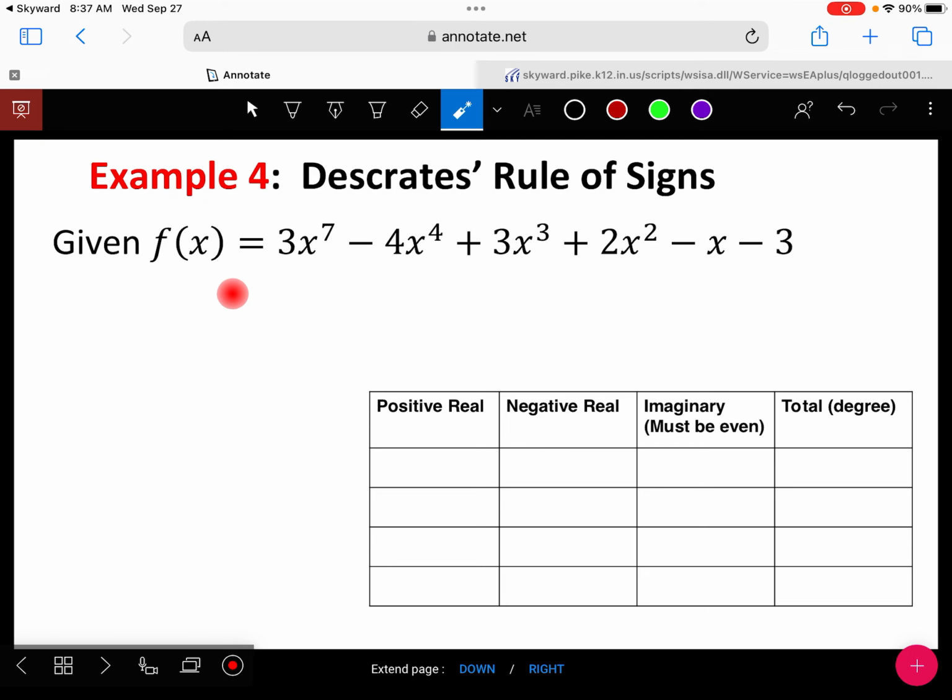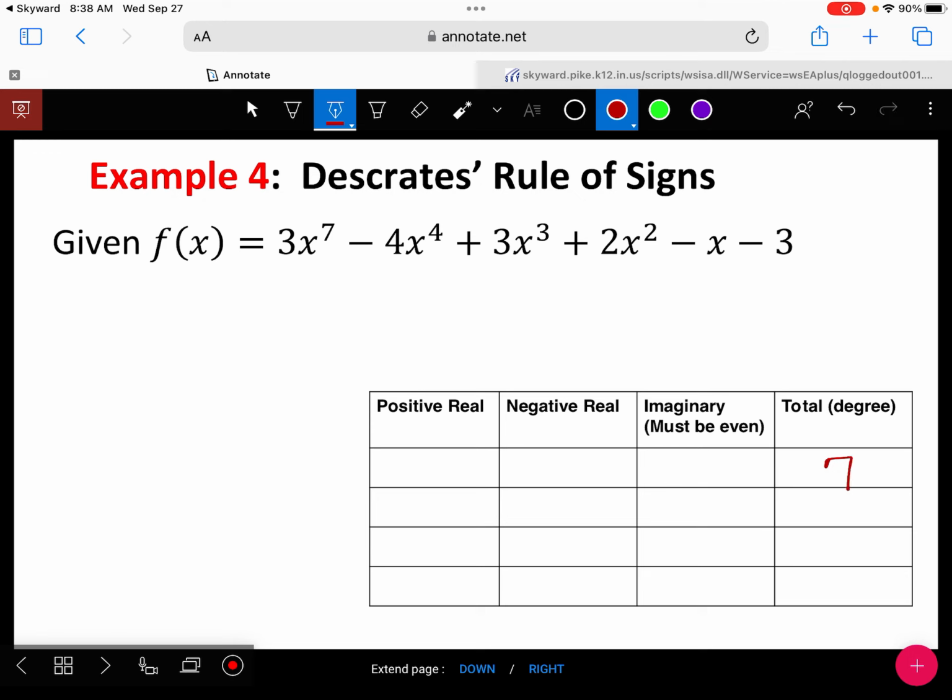So one thing that some people find helpful is figuring out how many positive real solutions, how many negative real solutions, how many imaginary, and how many in total you're going to have. The first thing I want to say is that the total number of solutions you're going to have will always match your degree. And the degree of this function is what? 7. So that means that this function has 7 solutions.